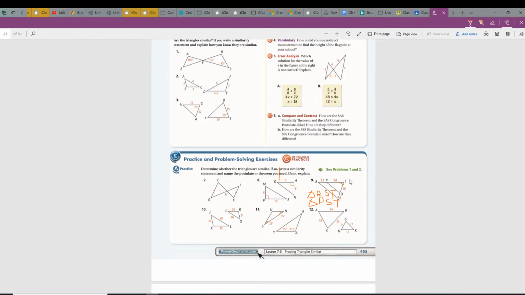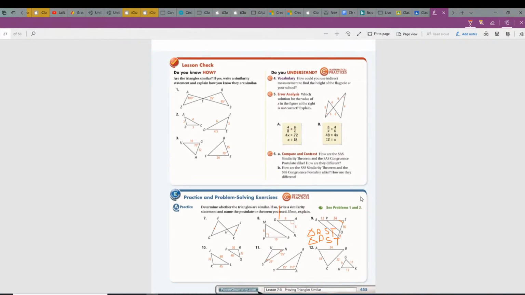And we have that angle which is congruent. So, wait up. Let's see here.